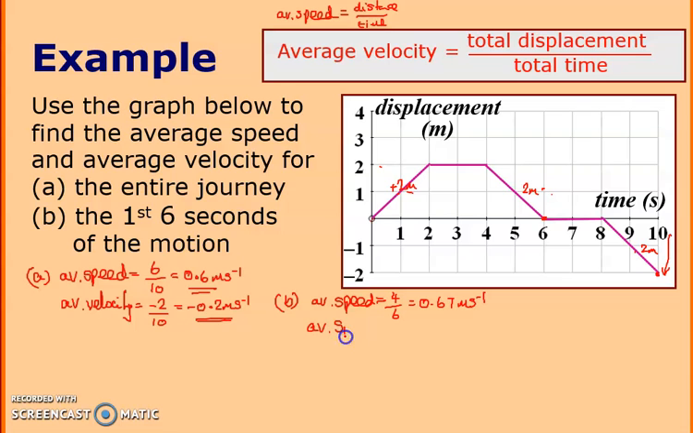Well, how far have I gone? Actually, I've gone nowhere. I'm back to where I started. I went up 2, back down. So that's no distance divided by the 6 seconds, and that's no meters per second.